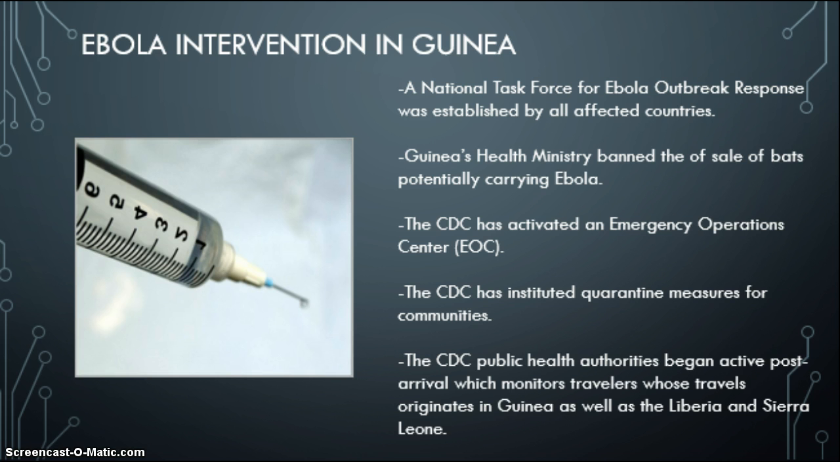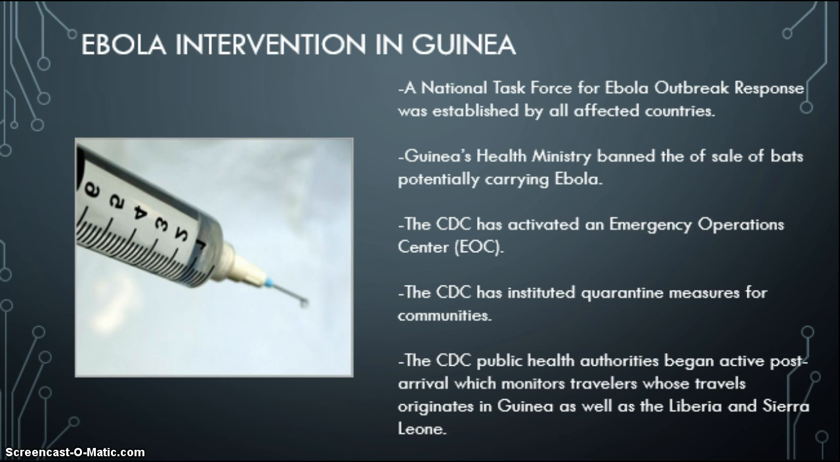To help coordinate technical assistance and control this outbreak, the CDC has activated an Emergency Operations Center. West Africa region plans to send additional public health experts to the affected countries to expand current response activities. The CDC has instituted quarantine measures for communities heavily affected by Ebola. Travel in and out of these countries will be restricted.